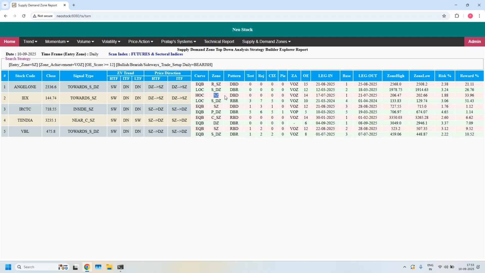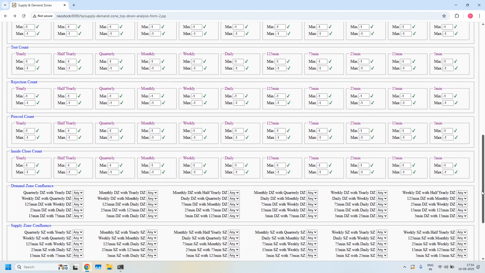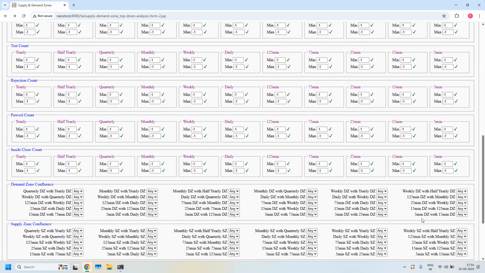Entry time frame zones are daily supply zones. Out of these 5 stocks, how many have a higher probability of success? That we will filter based on different zone confluence and EMA confluence strategies that you learned in lesson 27. That is supply zone confluence. First filter is LTF and ITF supply zone confluence. That is daily and weekly supply zone confluence.